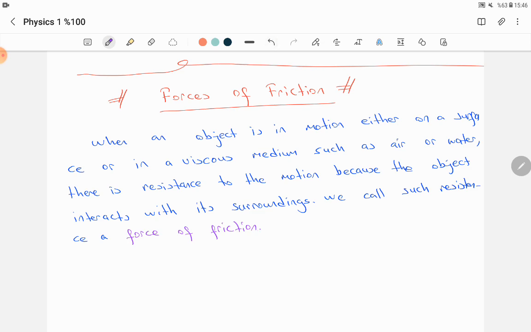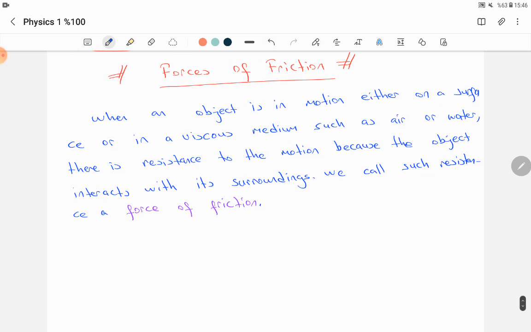Force of friction. Forces of friction are very important in our everyday lives.